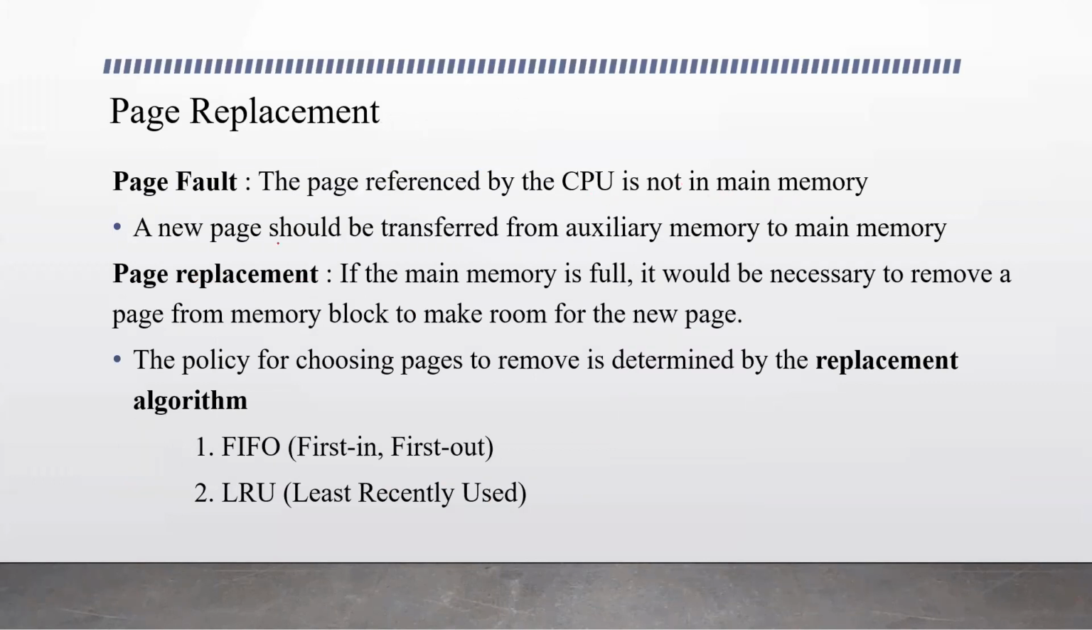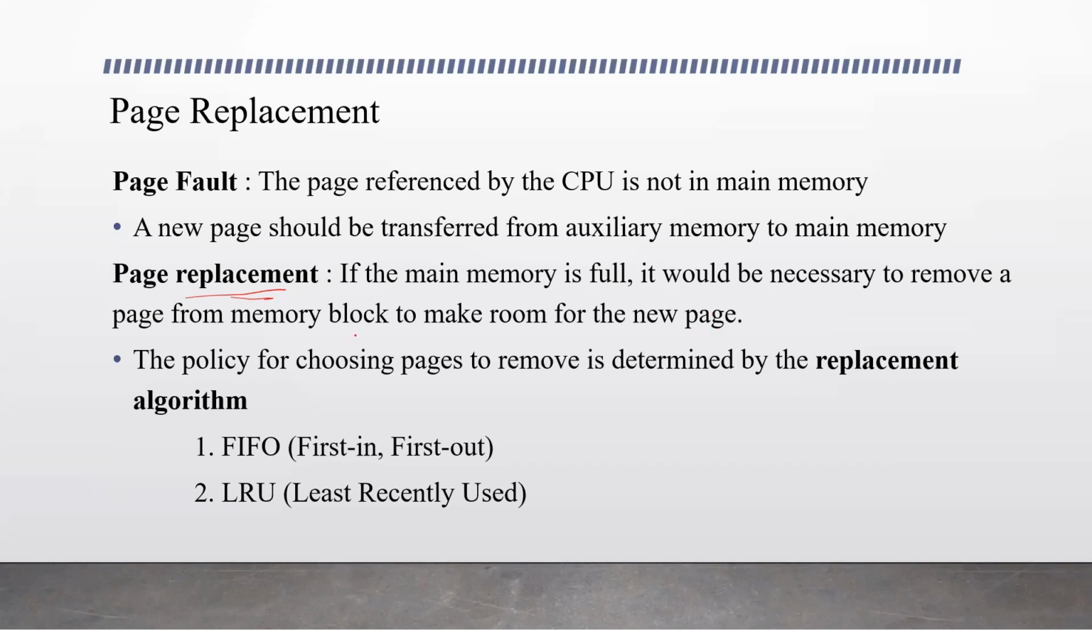In this case, a new page should be transferred from auxiliary memory to main memory. That can be done. But if the main memory is full and a page needs to be brought from auxiliary memory to main memory, then one of the pages available in main memory needs to be replaced. That is called page replacement. If the main memory is full, it would be necessary to remove a page from main memory, a memory block, to make room for a new page. One page needs to be removed or replaced with a new block.